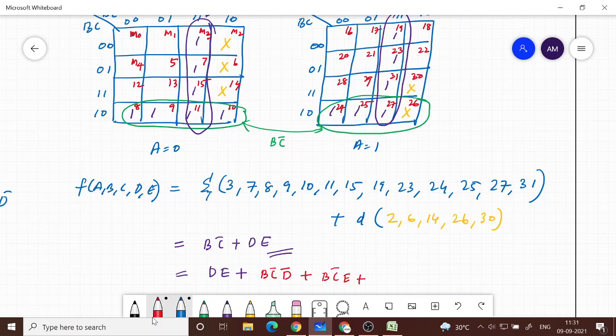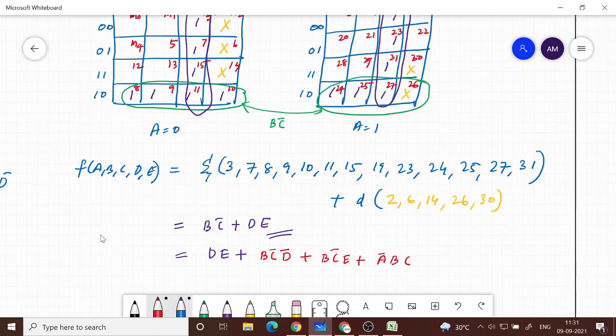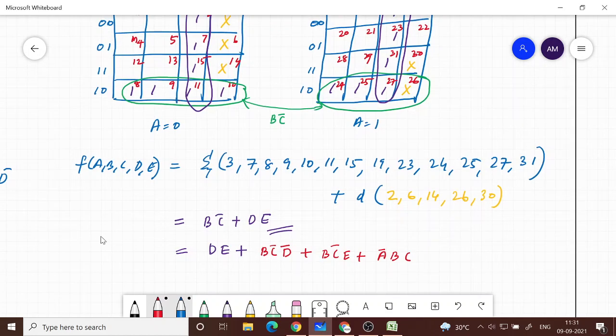So that will be A 0, then B C. Okay, so this would have been the term that we would have got if the don't care was not there. So we just utilized one don't care, and we got a huge simplification. Instead of these last 3 terms, we got basically B C bar.